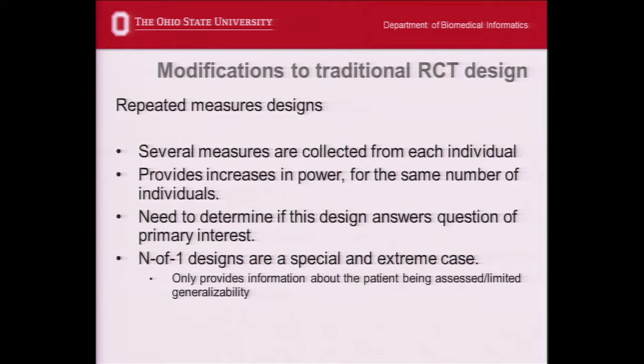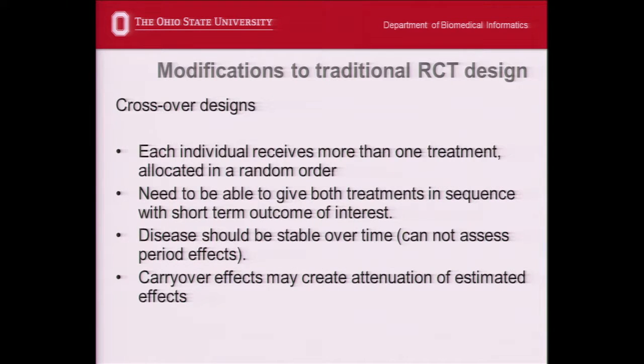We might see mentioned designs called N of 1 trials. These are the most extreme case of the repeated measures design, where you recruit one patient and measure them many, many times. We don't generally recommend this. I think this makes a lot of assumptions, but in the most rare cases, I suppose this could provide some information. Crossover designs are another thing that we could consider.